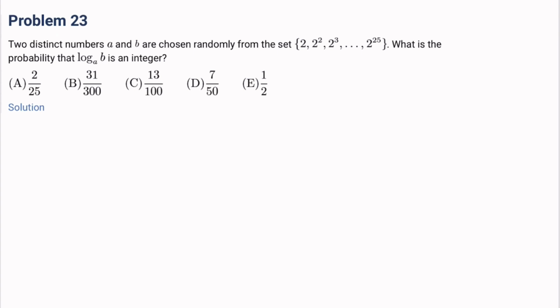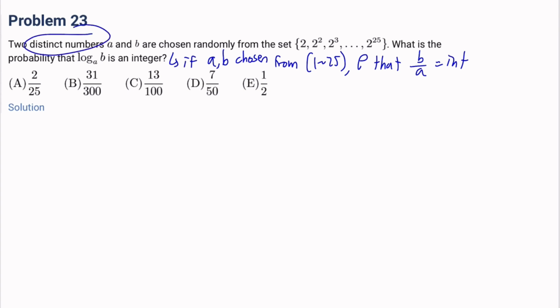Number 23, 2 distinct numbers A and B are chosen randomly from the set this, right? What is the probability that log a to the b is an integer? Right, so what this basically means is that if A and B are chosen from the values 1 to 25, then we want the probability that b over a is going to be an integer, right? And then since they have to be distinct, a should not be b.